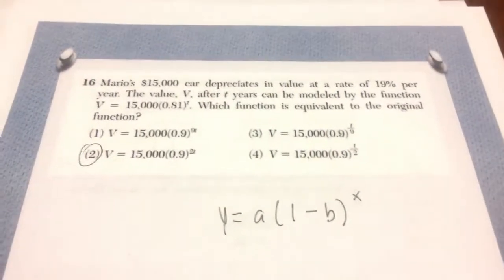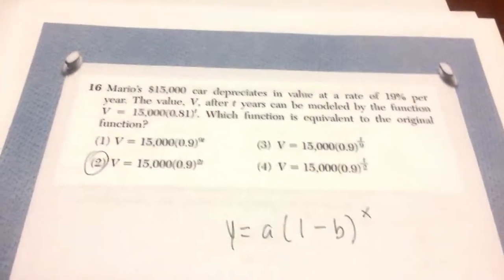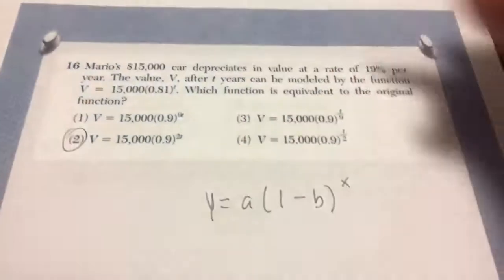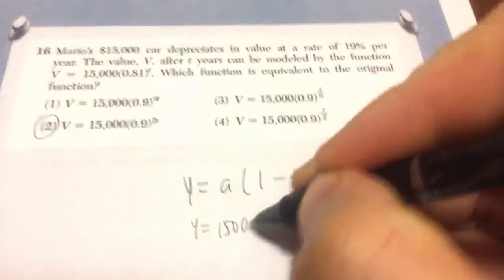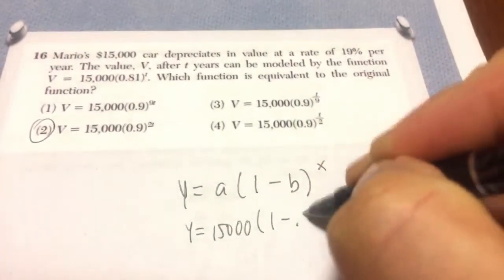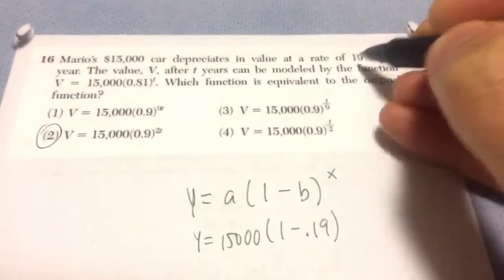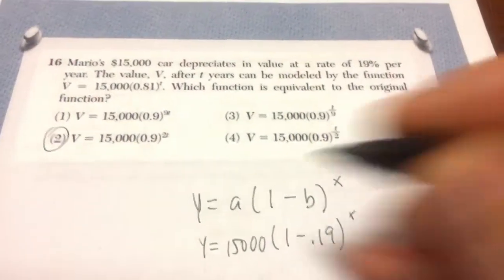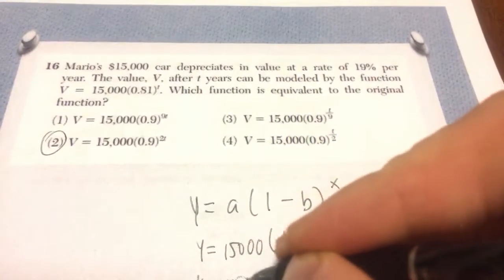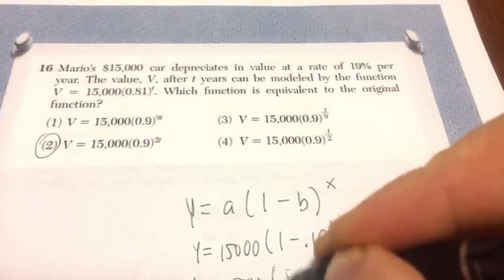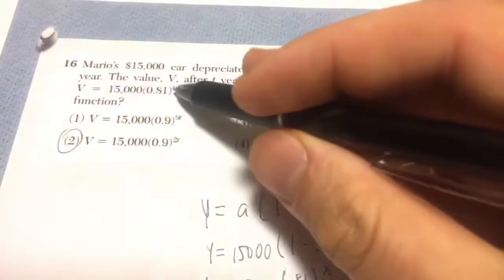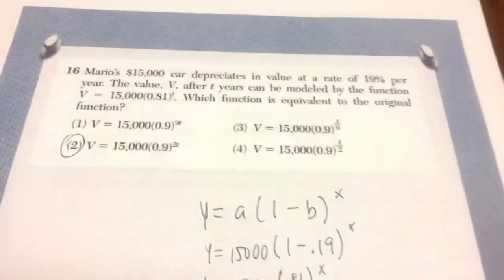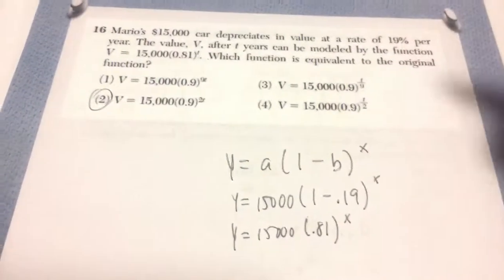In number 16, we're talking about Mario's car, which costs $15,000 and it depreciates, which means goes down, at 19%. How they're getting this formula is by saying 1 minus 0.19, 19% goes in for b. So you get y equals 15,000 times 0.81 to the x. That's how they're getting their formula. They call it t and x. It means the same thing. But now they're asking which of these is equivalent.